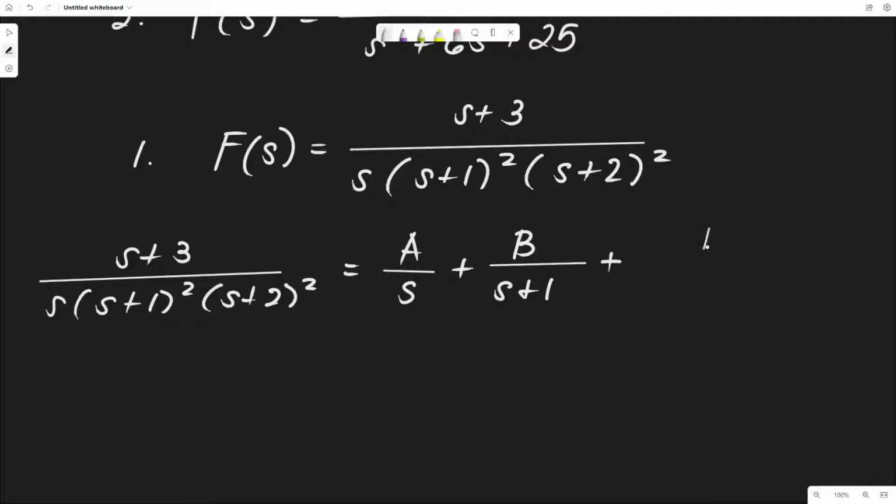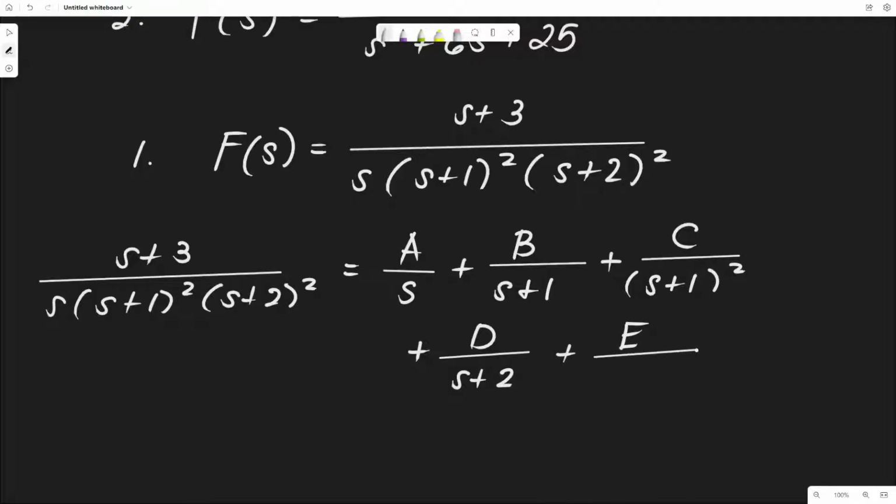Then next we have C over S plus 1 quantity squared. Ayan, ito na yung naka-squared. Then we have plus D over S plus 2, then plus E over S plus 2 quantity squared. Okay, so this is the partial fraction decomposition.